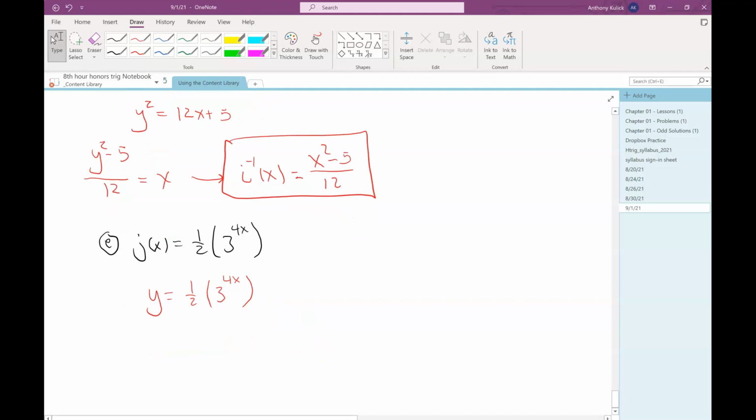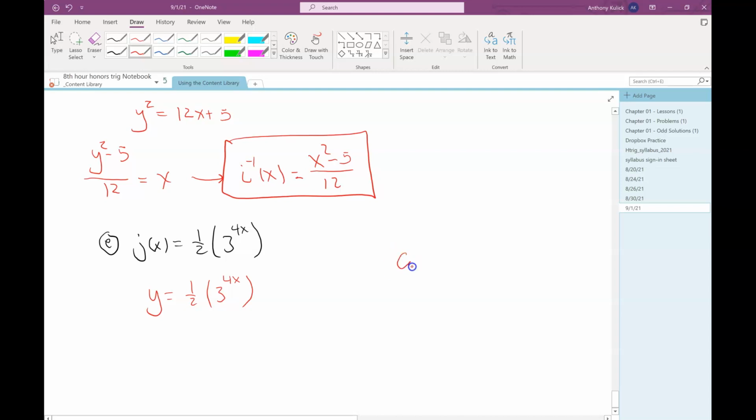I can't multiply the 1/2 and the 3 because they have different exponents and different bases. Right? If 1/2 was also to the 4x, I could multiply them together. Or if 1/2 was a 3, I could multiply them together. But because I have a different base and a different exponent for both of them, I can't multiply 1/2 and 3 together. Is everybody okay with what I mean there?